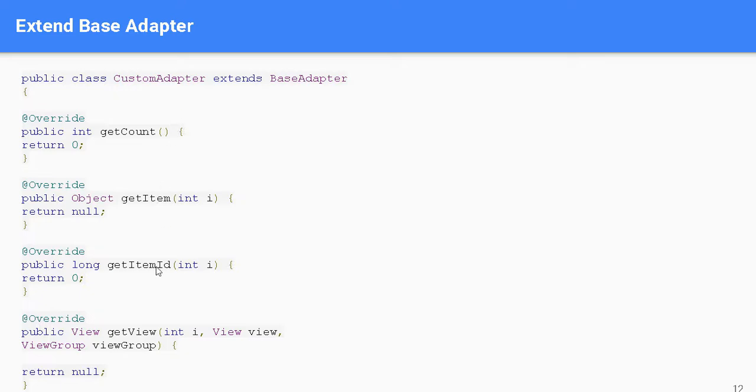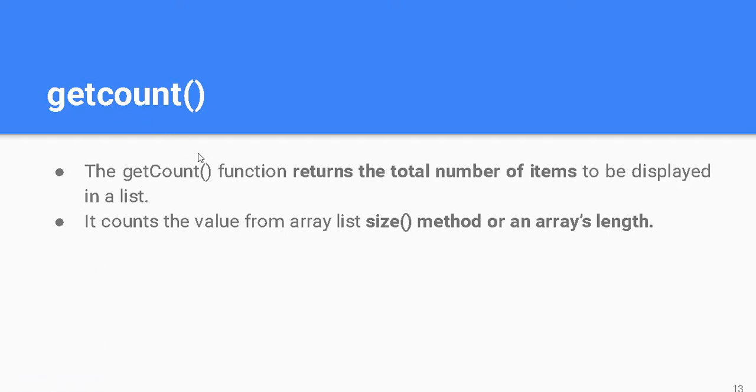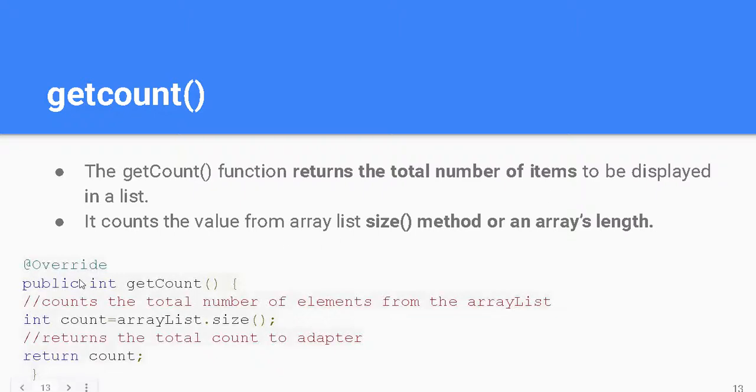So this is the structure and skeleton of your base adapter class, and there are 4 override methods. You may see here: getCount, by default it is 0, and the return value is an integer. getItem, the return value is an object. getItemId, the return value is long. getView, the return value is a view object. So what is getCount? getCount is a method that will return the total number of items, and using this code we can understand that it is the ArrayList size method.